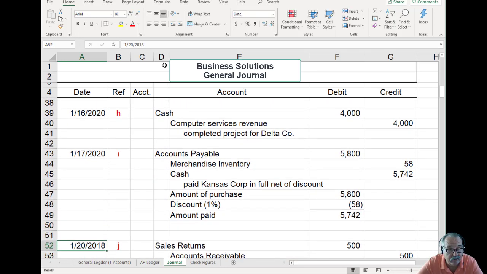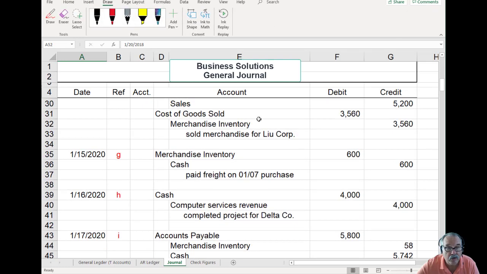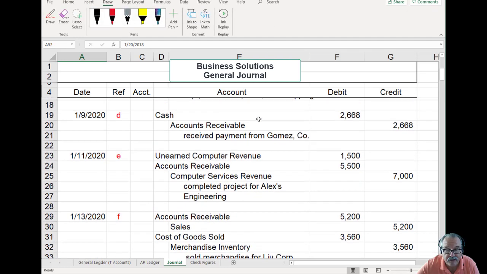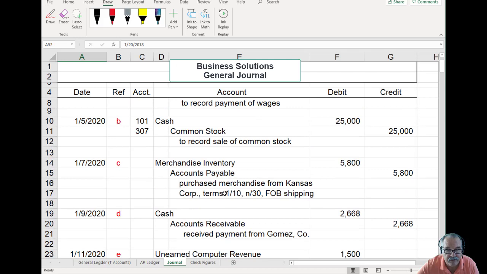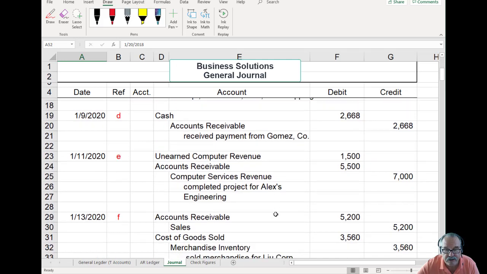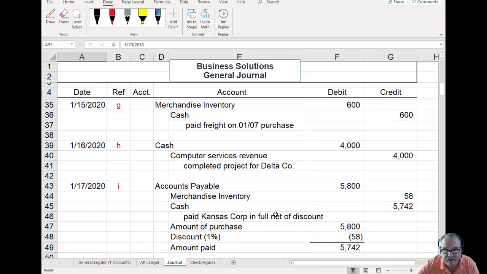Transaction I was on the 17th of January. In this case, we are paying Kansas Corp for the invoice from January the 7th, net of the discount. They offered us a discount of $110 net 30. So I'll go back and show on the 7th, here's the 110 net 30. So now on this transaction, we are going to take the discount.